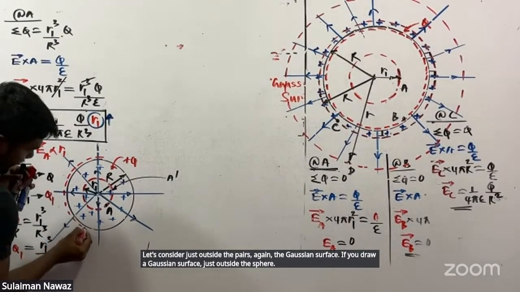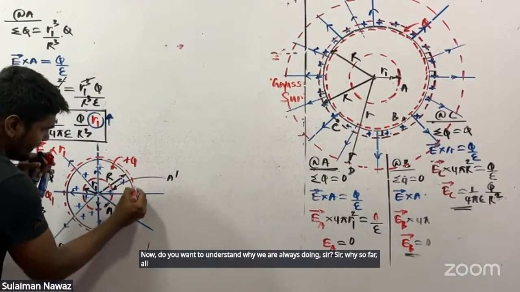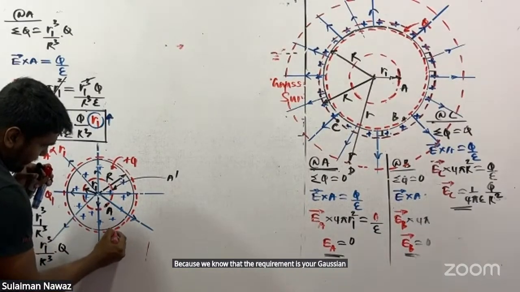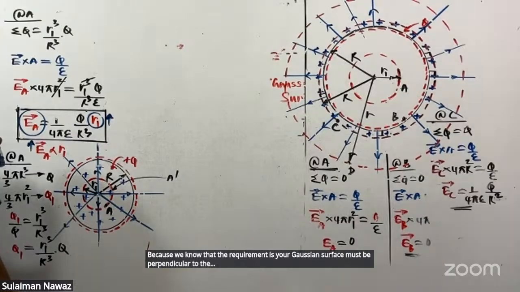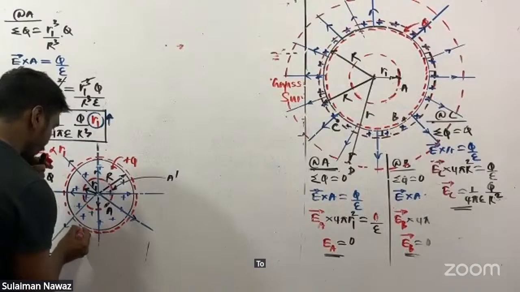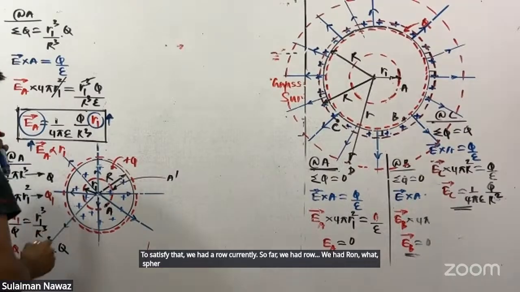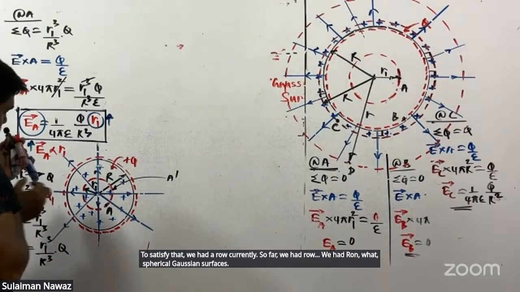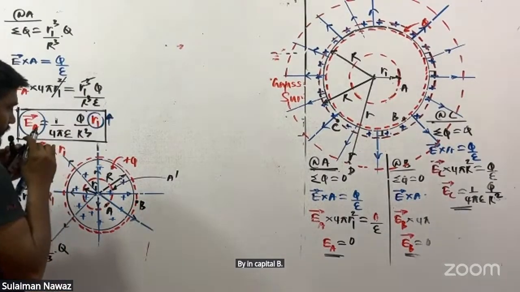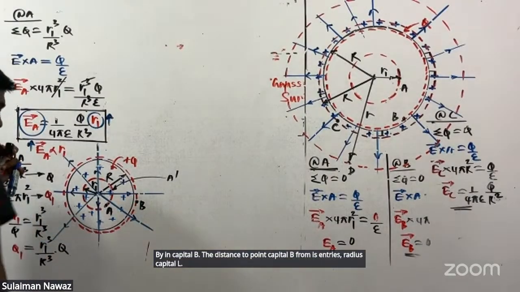Now we want to understand why we are always drawing spherical Gaussian surfaces. Because the requirement is that the Gaussian surface must be perpendicular to the electric field lines. To satisfy that, so far we have drawn spherical Gaussian surfaces. Your point capital B is somewhere here. The distance from the center to point capital B is radius capital R.